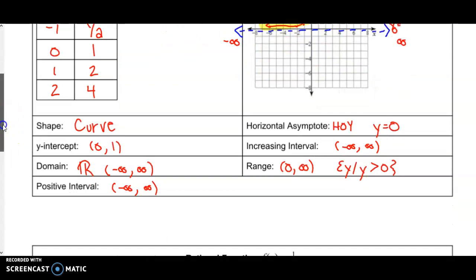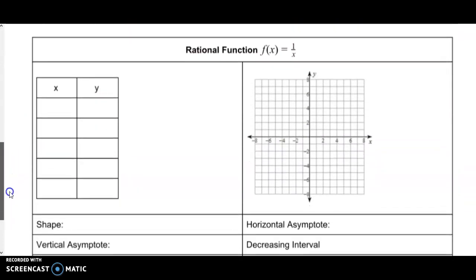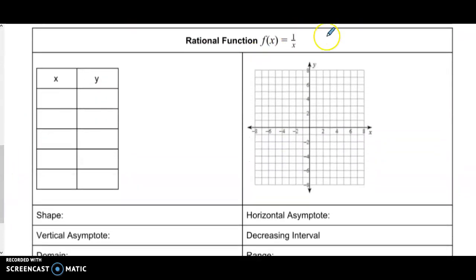All right. Last graph is our rational graph, rational function, sometimes called the inverse function.